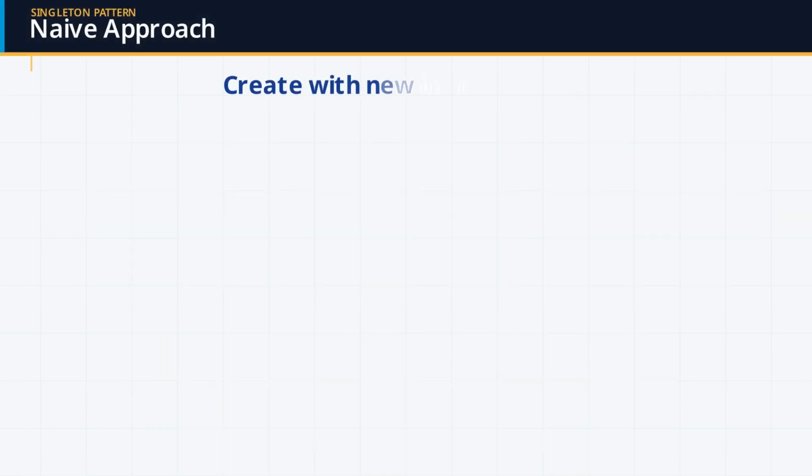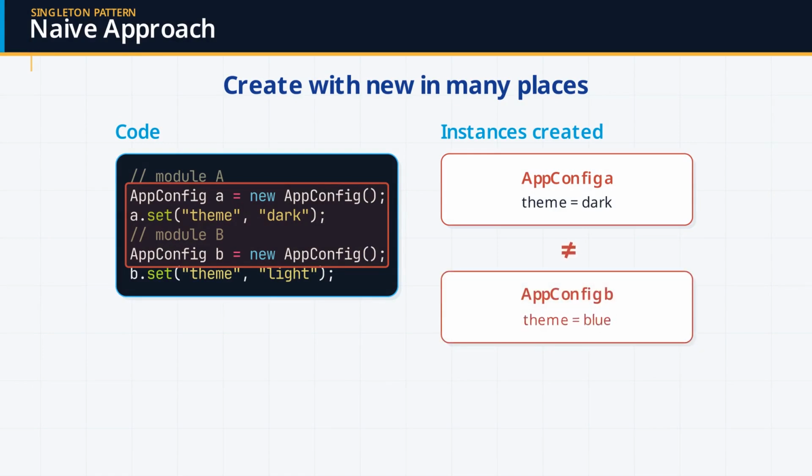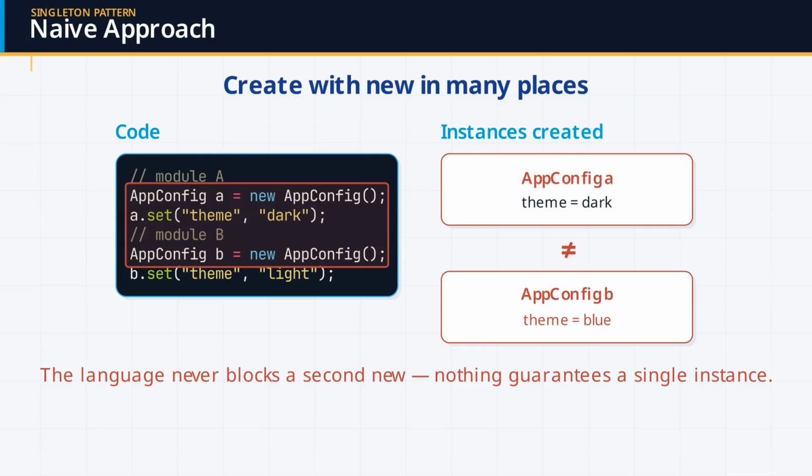The most direct approach: create AppConfig objects with new in several places. Each copy drifts on its own. The language never blocks a second new, so nothing guarantees a single instance.